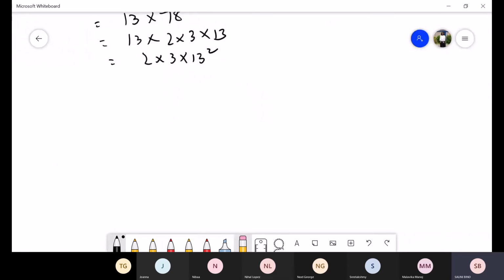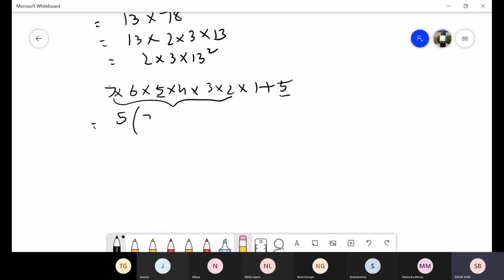Similarly, take the second expression. What is given? 7 into 6 into 5 into 4 into 3 into 2 into 1 plus 5. So what is the common factor in this expression? 5, right? This 5 is common. So I will take 5 outside. From the first term, I have 7 into 6 into 4 into 3 into 2 into 1 plus 1. 5 is already gone outside.